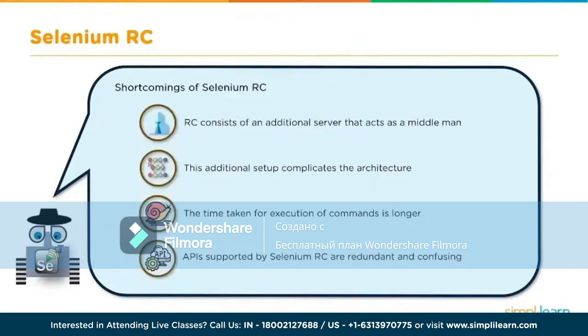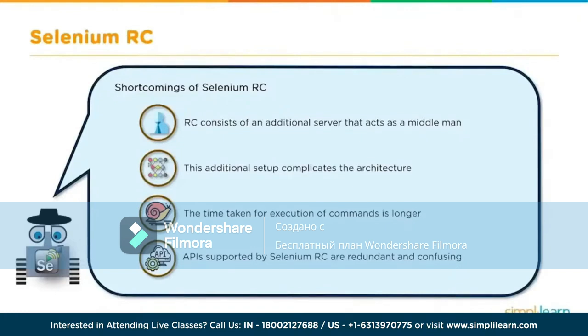So RC definitely had a lot of shortcomings, and what are those? The RC server needs to be installed before running any test scripts, which we just saw. So that was an additional setup, since it acts as a mediator between your Selenese commands and your browser. The architecture of RC is complicated. Why? Because of its intermediate RC server, which is required to communicate with the browser. The execution of commands takes very long. It is slower. We know why. Because every command takes a full trip from the test script to your RC server, to the core engine, to the browser, and then back the same route, which makes your overall test execution very slow.